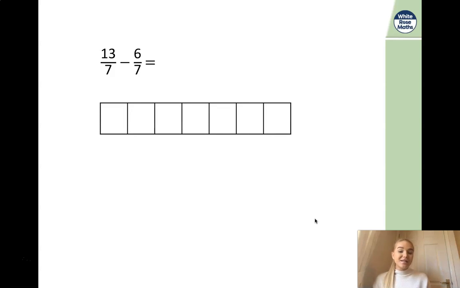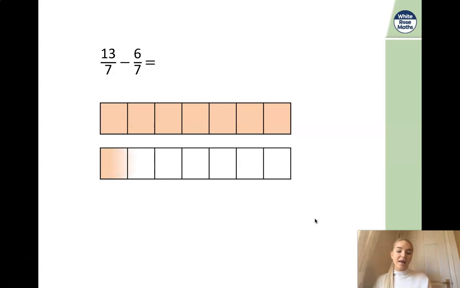No, it doesn't. It needs to be split into sevenths. And I can see here that I can fill up 1 whole, but that's only the same as how many sevenths? 7 sevenths. I need to use another bar to make 13 sevenths. I've almost filled up another whole, but not quite. And then I can start to cross off 1, 2, 3, 4, 5, 6 sevenths.